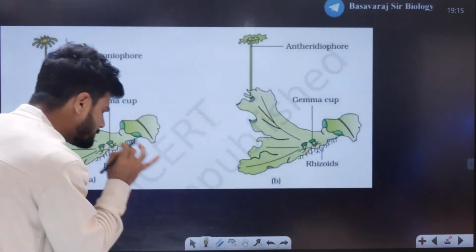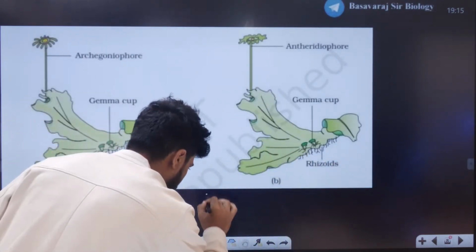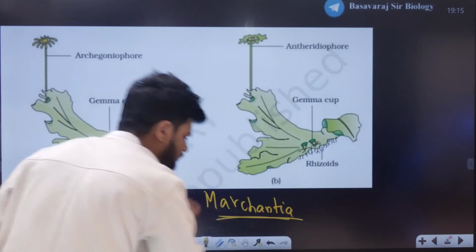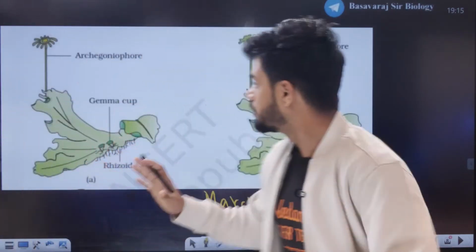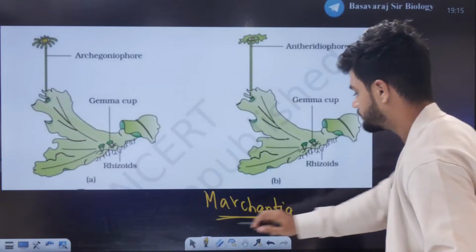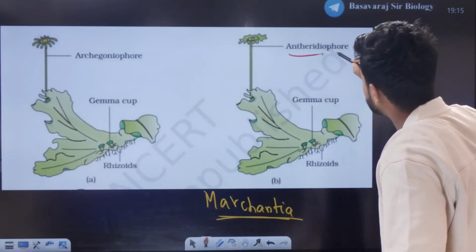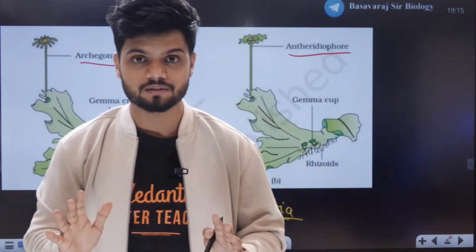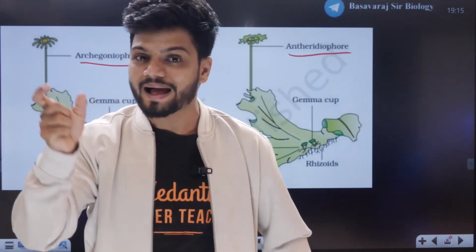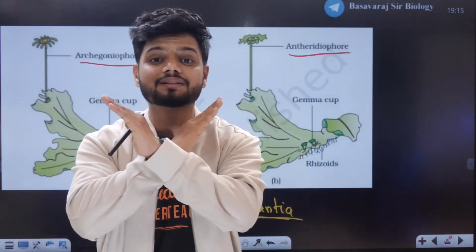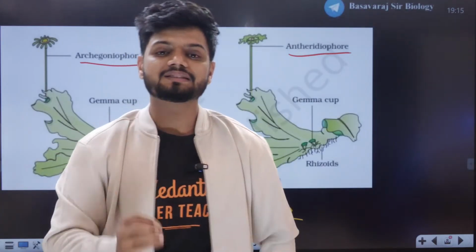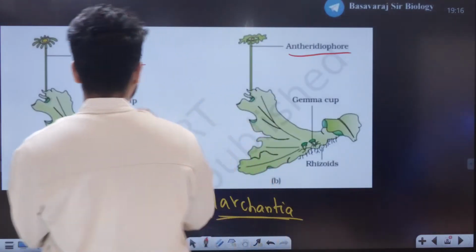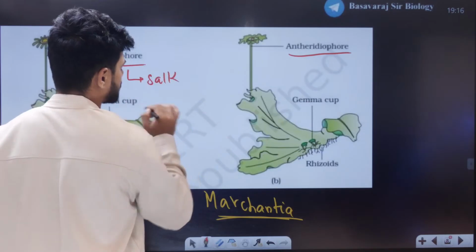Now, students, I'll tell you a very simple thing. All the doctors, and all the future doctors, listen to me very carefully. I'll tell you one very simple thing right now, yet it is confusing to many students. The labeling which is given here, that is the confusing part. Antheridiophore, Archegoniophore, these are not the sex organs. I'll repeat again. Archegoniophore, Antheridiophore, these are not the sex organs. Nope. They are technically the stalk. What are they? They are the stalk.